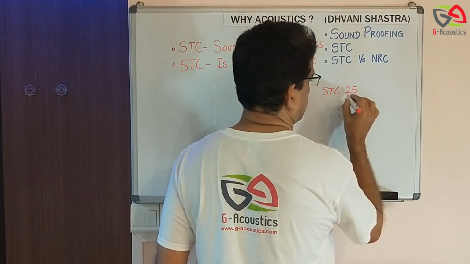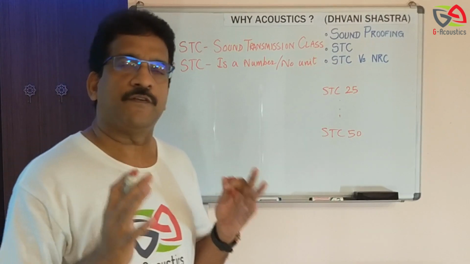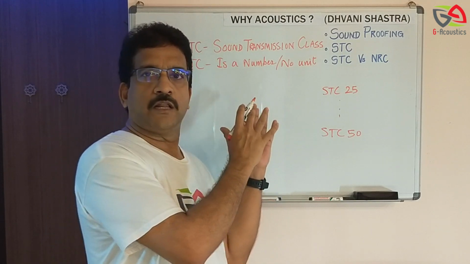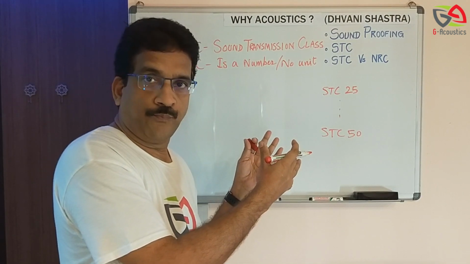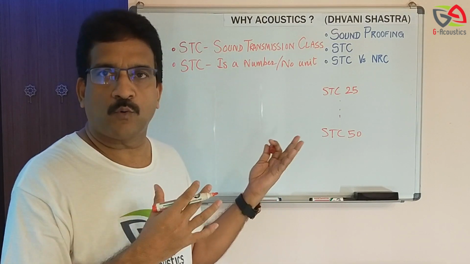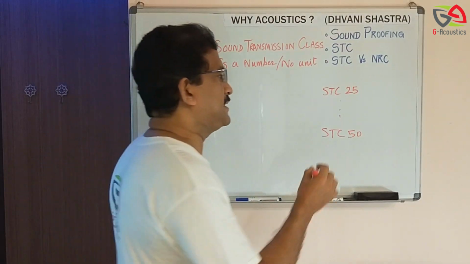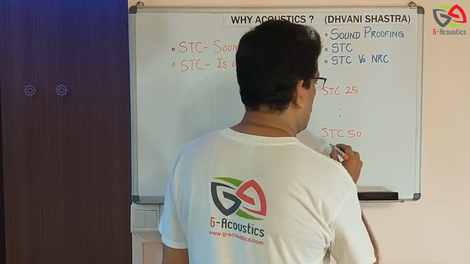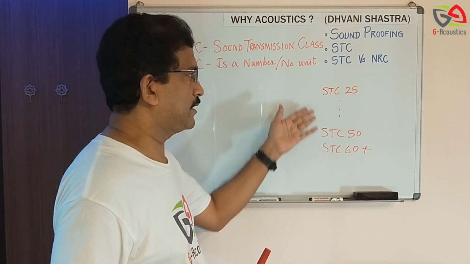And there are STC 30, 35 like that. Let us go to 50. STC 50 will help even if someone is speaking loudly outside the room, it won't be heard inside. Meaning you can't understand what they are talking about. It will be very faint, okay? That is the STC 50 rating. Now above STC 60 is excellent. So this is how the rating class works.